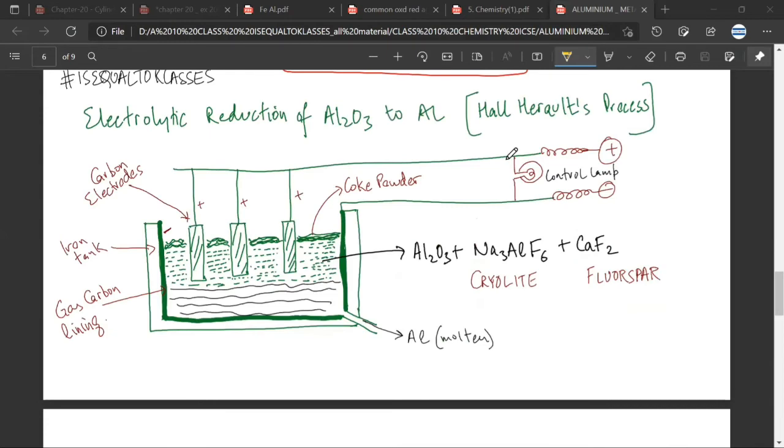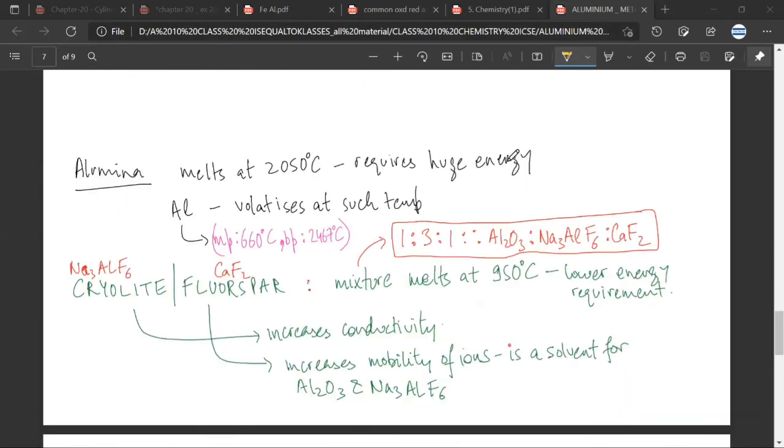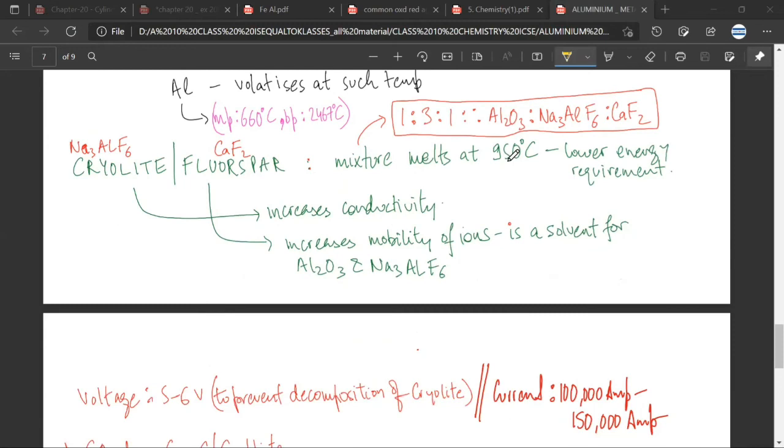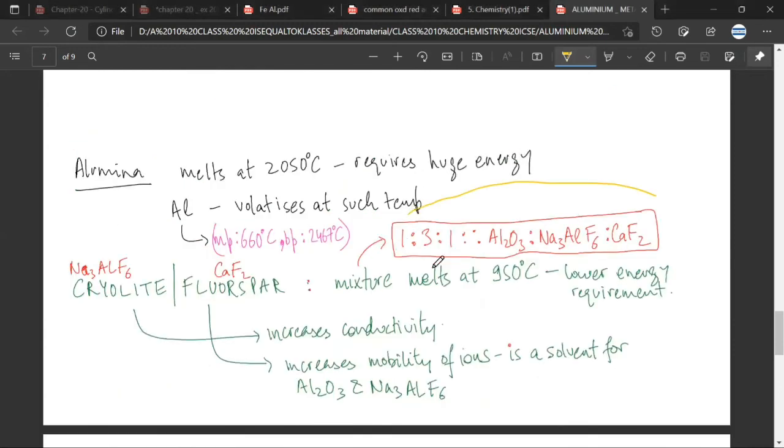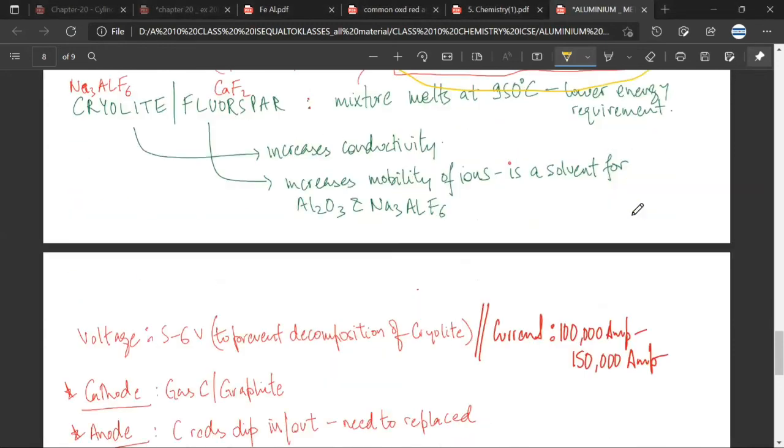When the control lamp lights up, it is basically a signal to put more amount of this mixture inside the pot. Any doubt here? No doubt.